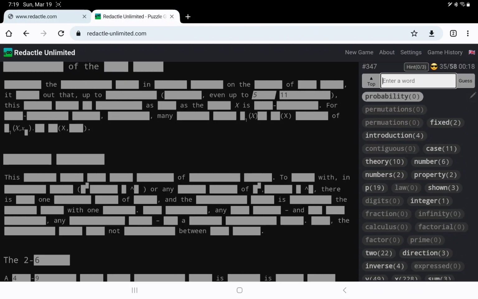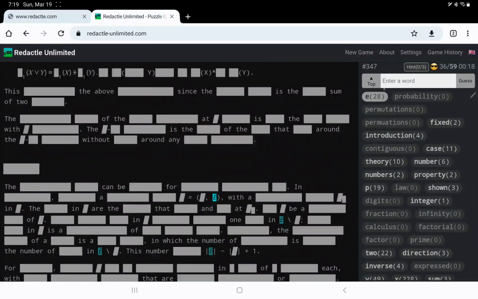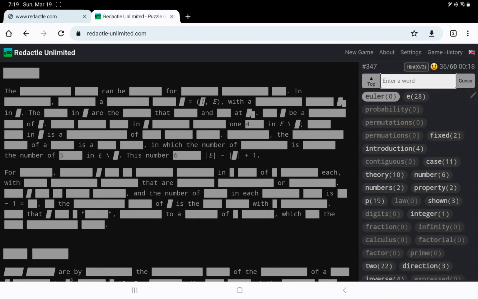No. Okay, let's try. I did as far as D, I think. Yeah, let's try E. Probably have, oh, okay. I thought we would have EG, but this number, so what is, it's not little e, but let's try Euler. No Euler. Let's try differential. There's one differential.